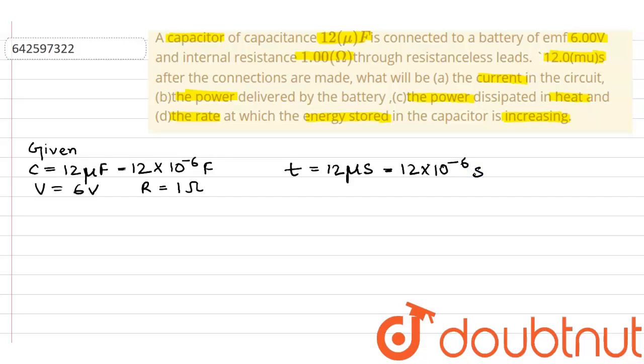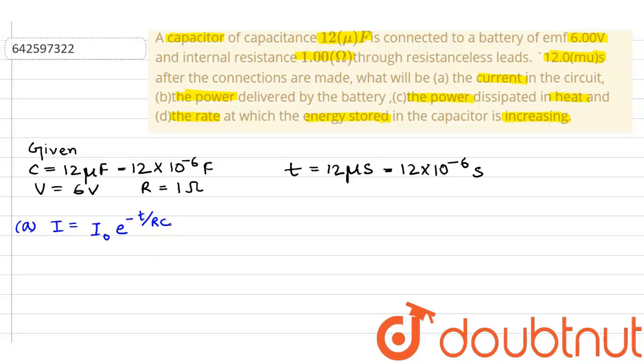Now we have to find firstly the current in the circuit. So for current we have a simple formula. We are going to consider part A, and our formula for current is I equals I naught e raised to power minus t upon RC. This is the formula that we use.